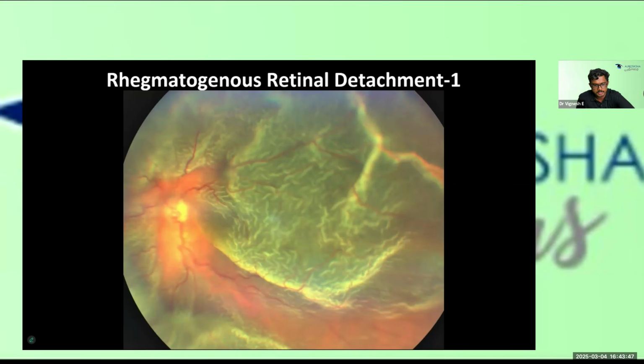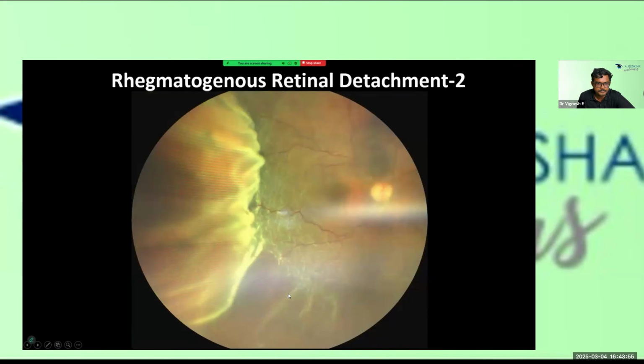So this image shows total retinal detachment. This here is the disc, as you can see. The entire retina in this image is detached. This is another representative image. The retina of this part is also detached, and here this orangish hue beneath the retina on the left side is a choroidal detachment underneath the rhegmatogenous retinal detachment.